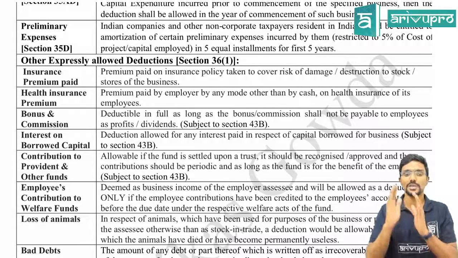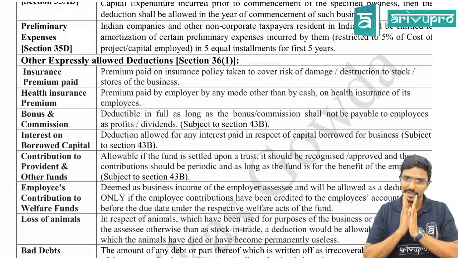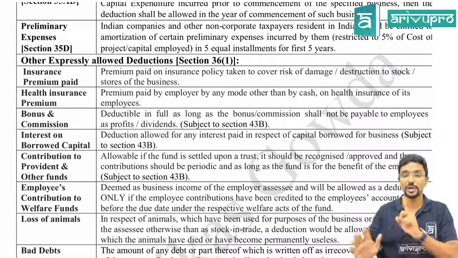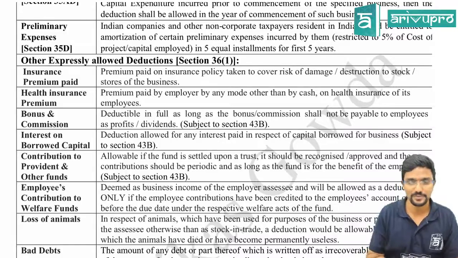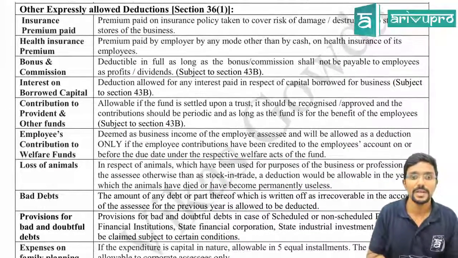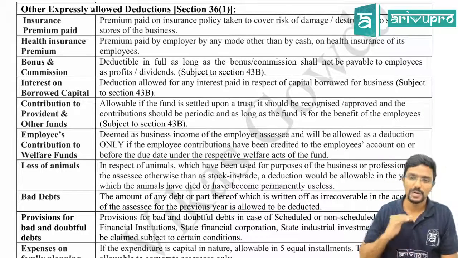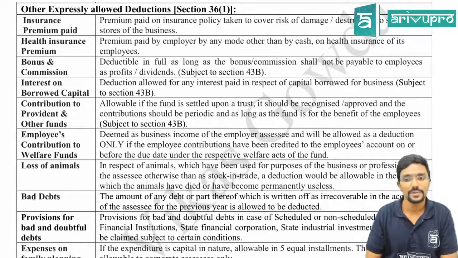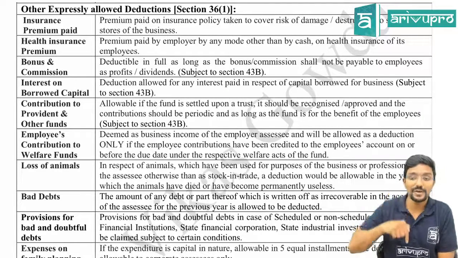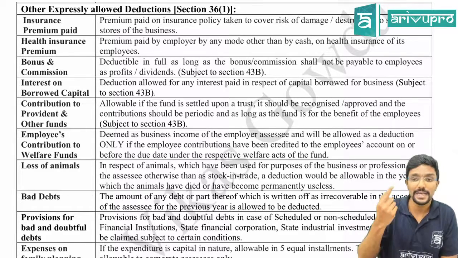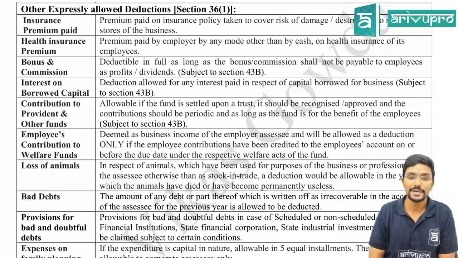Agree? Then bonus and commission paid to the employees can be claimed as a deduction provided it is not paid as profit or dividend, and it is subject to 43B. What is 43B? We will see later. Then interest on borrowed capital. If any loan is taken for the purpose of business, whatever interest is paid on that can be claimed as business expenditure. But if any loan is taken for the purpose of acquiring an asset, then whatever interest I pay till the asset is put to use can be capitalized to claim depreciation.